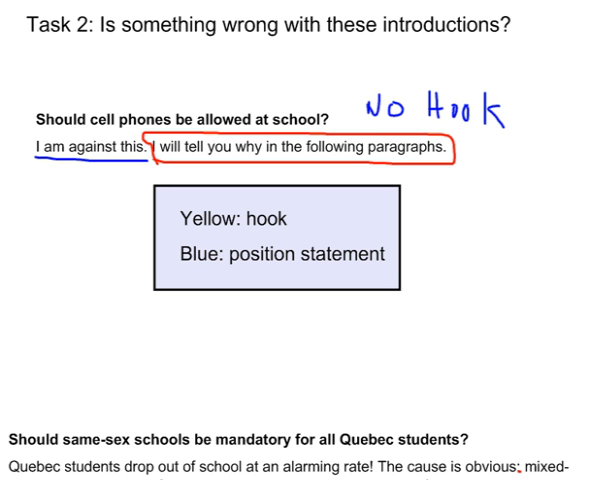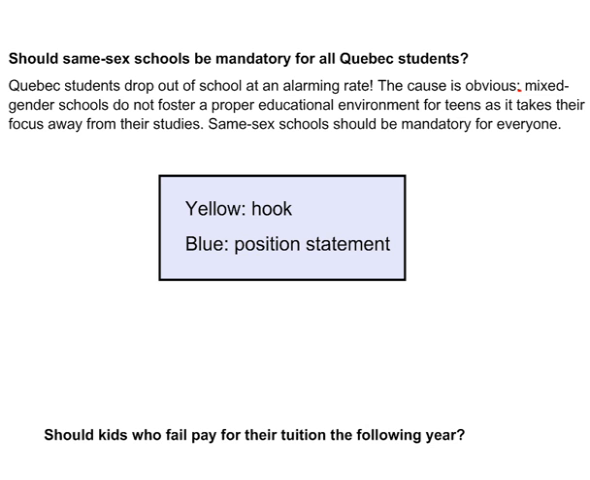In this case, you do not have a hook. The writer only put a position statement, and in an opinion text, you will never tell the reader what you're about to do. It's obvious. So a formula like, I will tell you why in the following paragraphs, or my text will talk about blah, blah, blah, should be avoided at all cost. Now do the other examples following the procedure you had before.